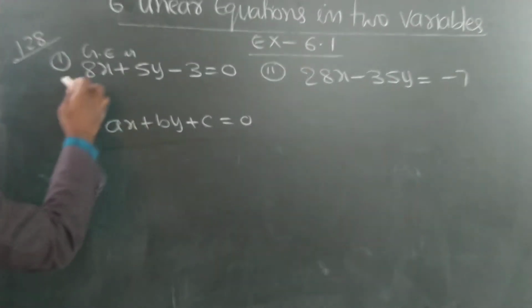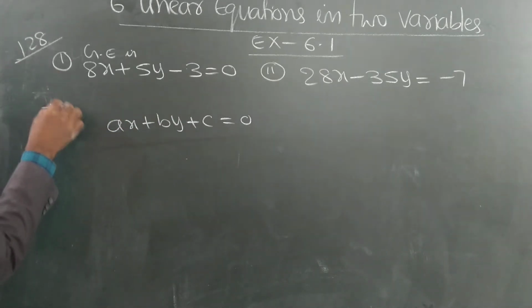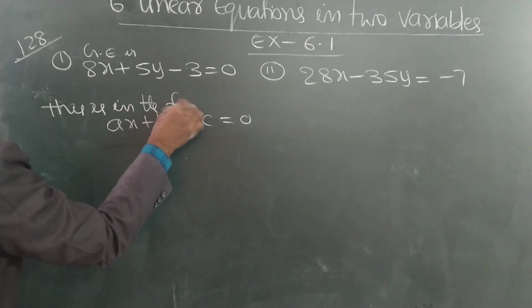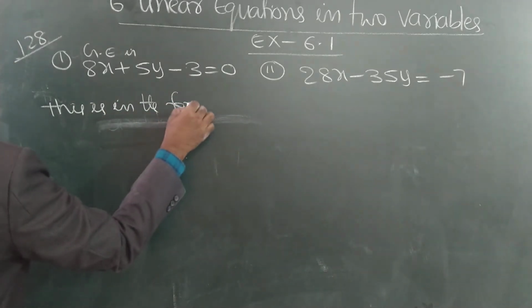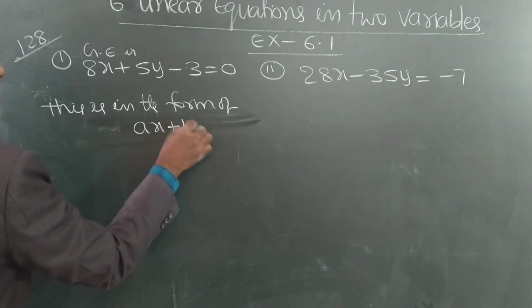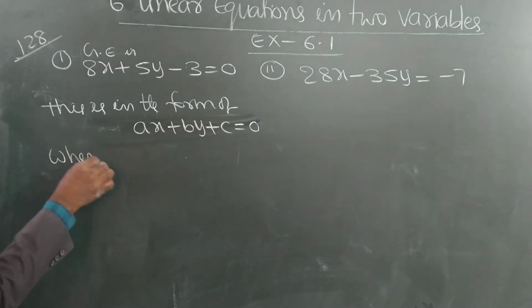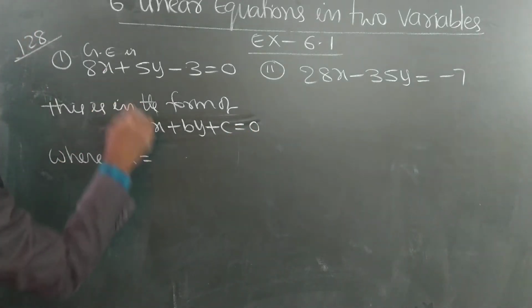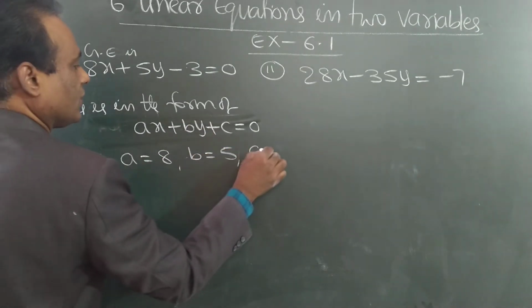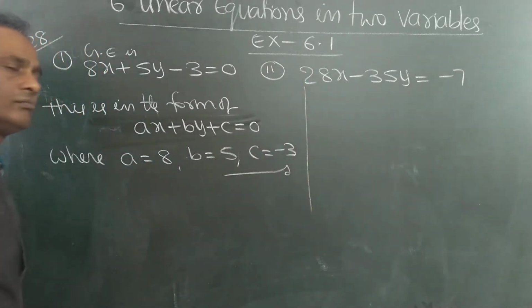So right now, write this given equation. This is in the form of ax plus by plus c is equal to 0, where a is 8, b is 5, c is minus 3. That's all. Over.